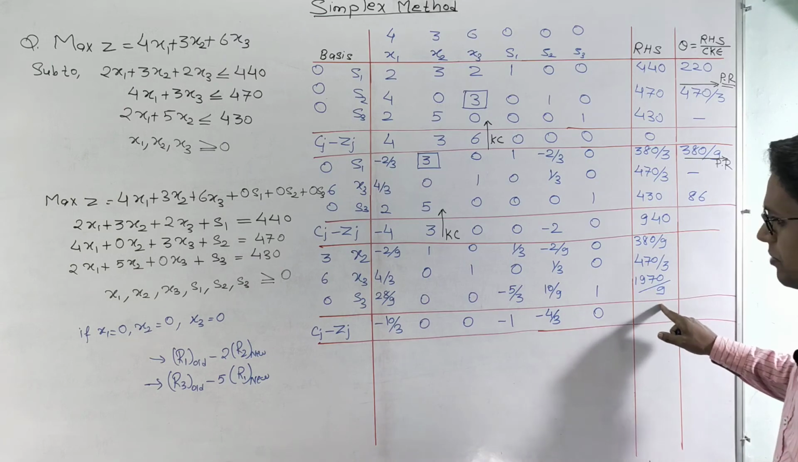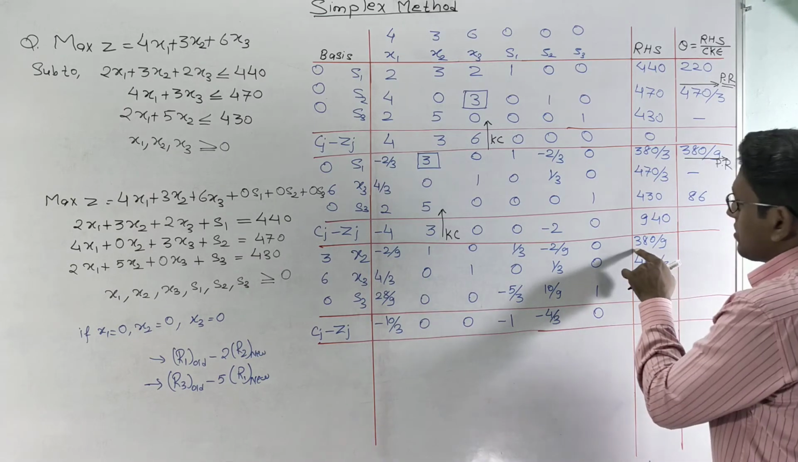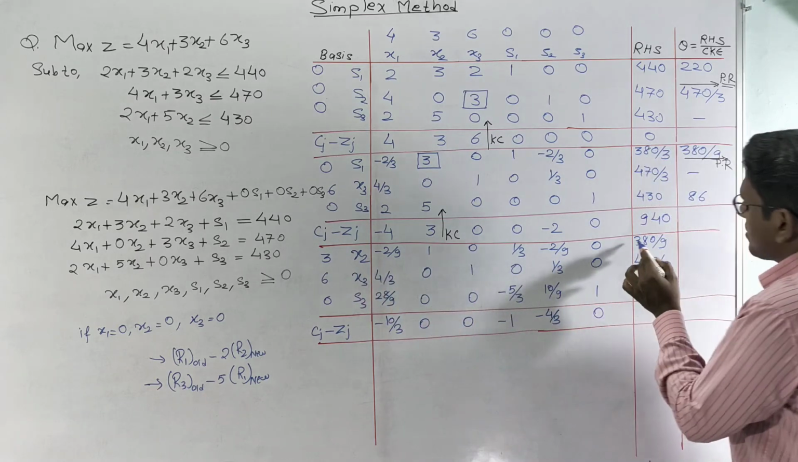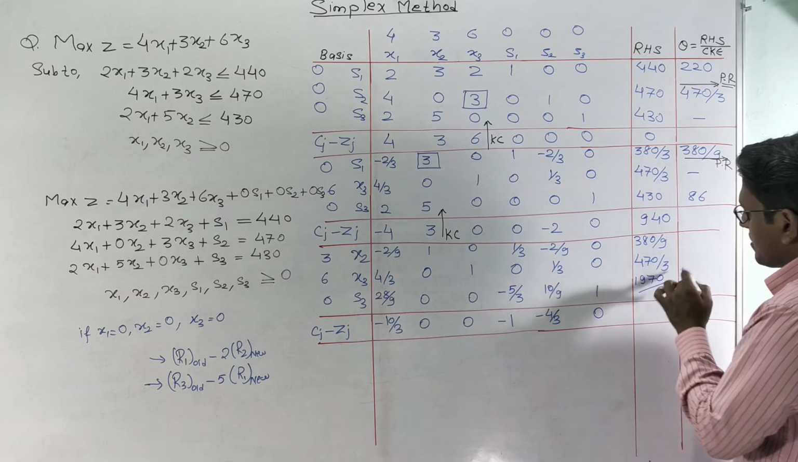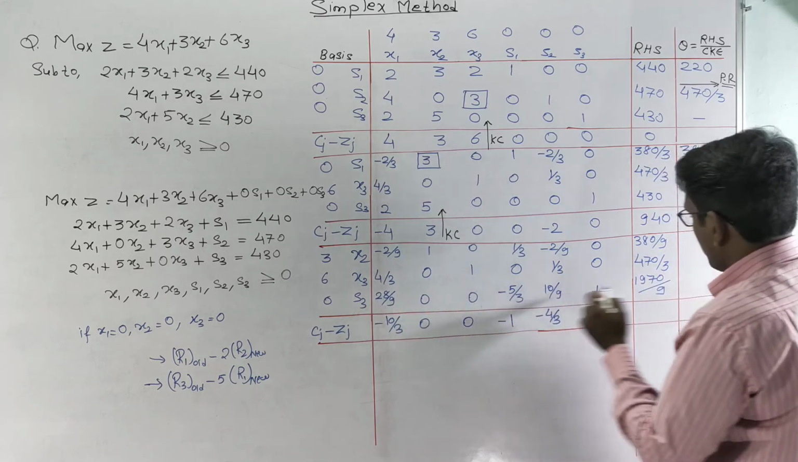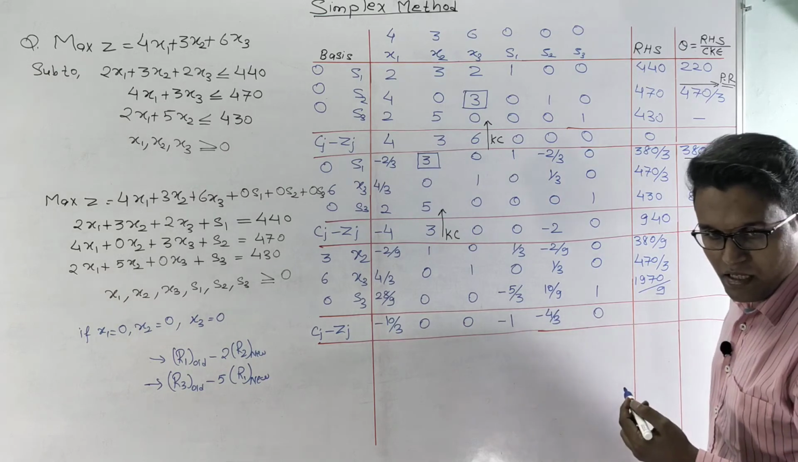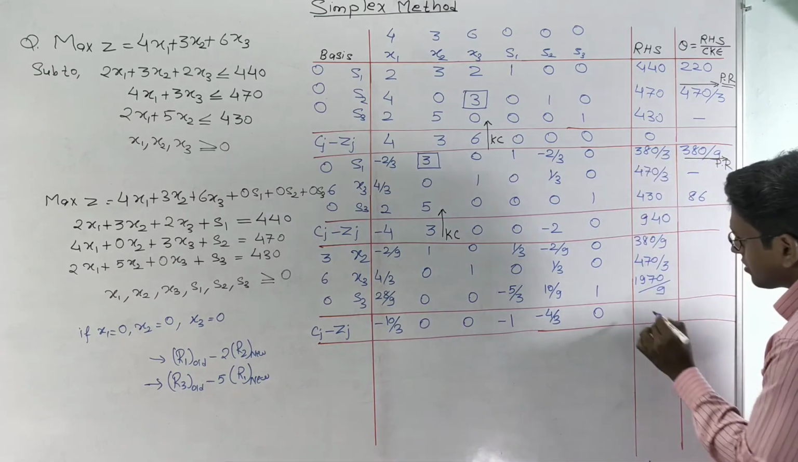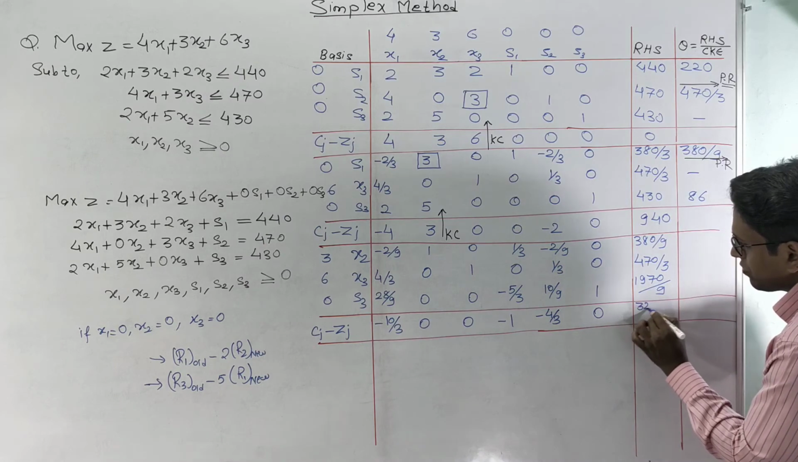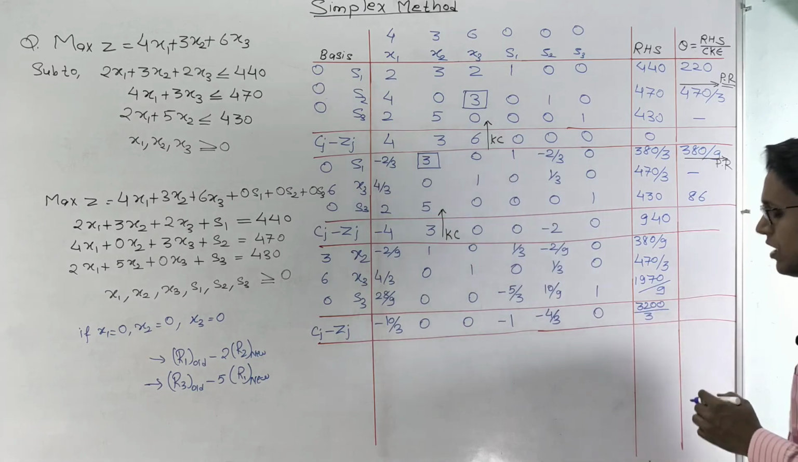And now by calculating the value of Z, I will be doing 3 multiplied by 380 by 9 plus 6 multiplied by 470 by 3 plus 0 multiplied by 970 by 9. So this will come as 3200 by 3.